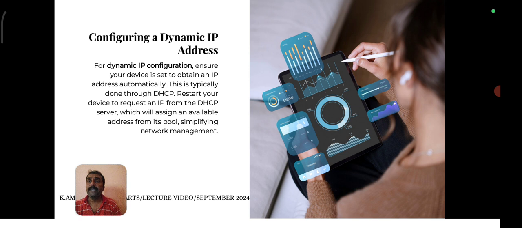Configuring the dynamic IP configuration. Ensure your device is set to obtain an IP address automatically. This is typically done through Dynamic Host Configuration Protocol. Restart your device to request an IP from the DHCP server, which will assign an available address from its pool, simplifying network management. So, dynamic and static.